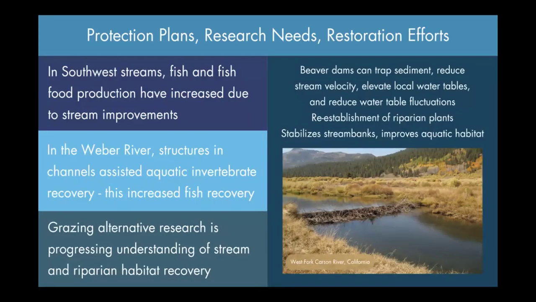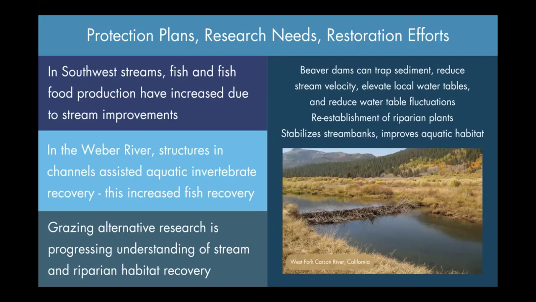In southwest streams, fish and fish food production have increased due to stream improvements. In the Weber River, structures and channels assisted aquatic invertebrate recovery. This in turn increased fish recovery. Grazing alternative research is progressing understanding of stream and riparian habitat recovery. Also, research on beavers is showing promising results.